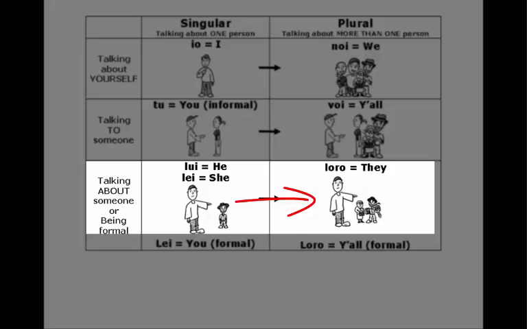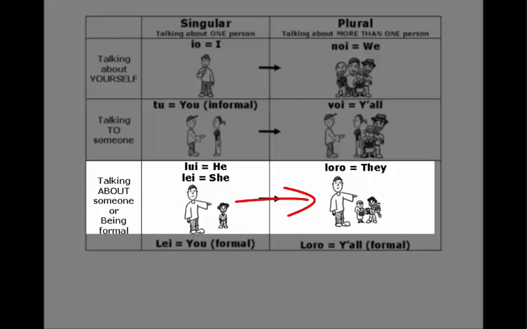So here is what you would use if you're speaking about, for example, my parents, i miei genitori, that would be the loro form. Or my friends, i miei amici. Or my cousins, i miei cugini. These are all plural because it's more than one, so you would be speaking in the loro form.